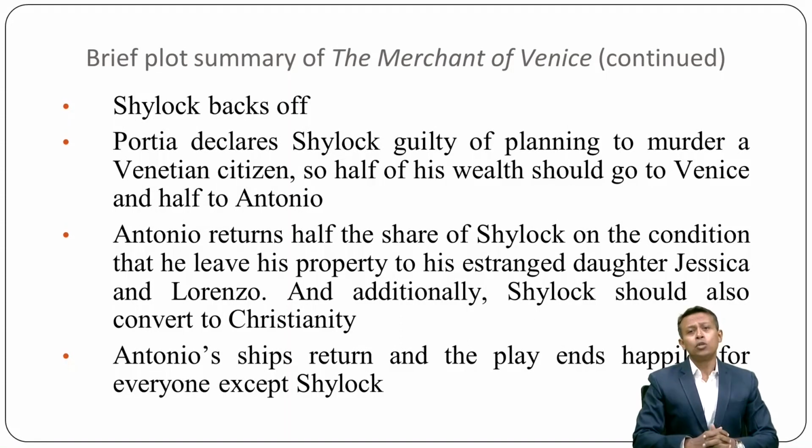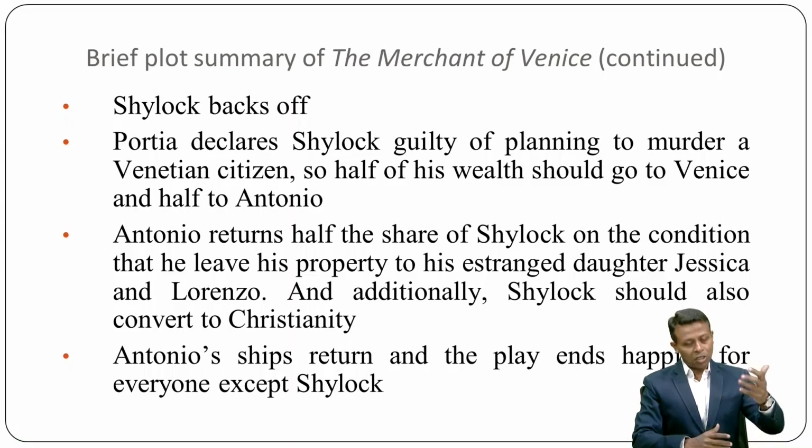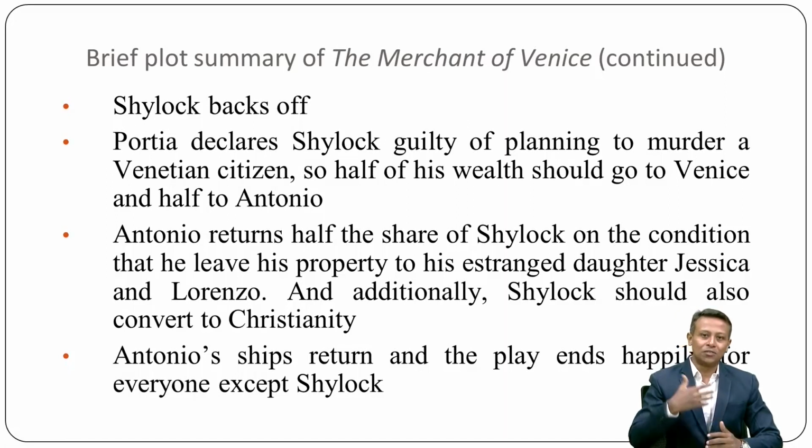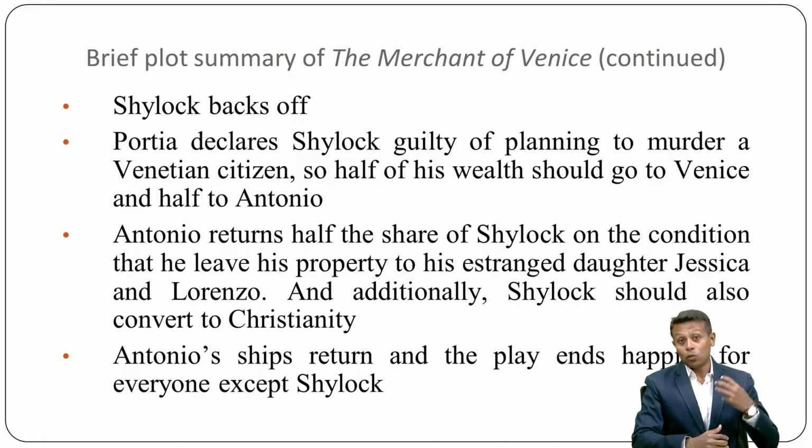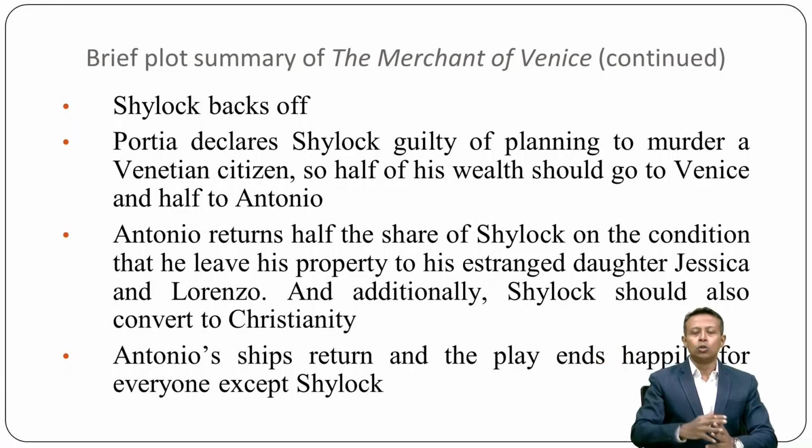Now, Antonio generously at that time returns half the share of Shylock, but on one condition, that he leave his property to his estranged daughter Jessica and to Lorenzo. Jessica had eloped with Lorenzo, so Antonio says that what I was supposed to inherit from you, Shylock, has to go to Jessica and Lorenzo.